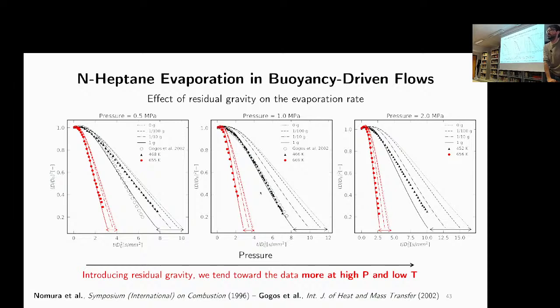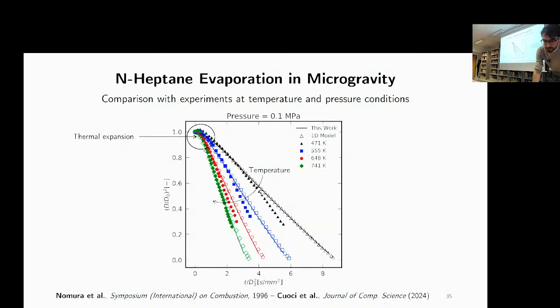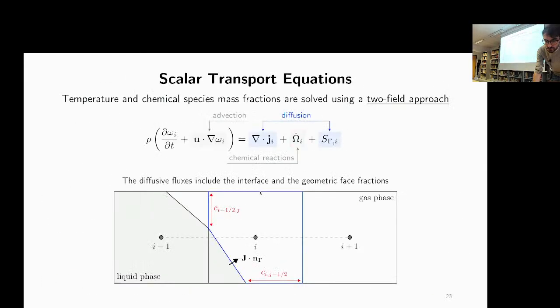Maybe I missed the very beginning, but I know at one point you casually mentioned radiation. So are you including radiation in your model? And if so, what's the relative effect of radiation compared to buoyancy-driven effects?